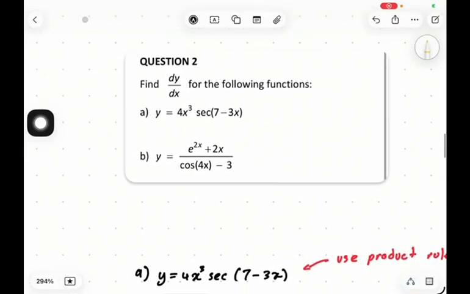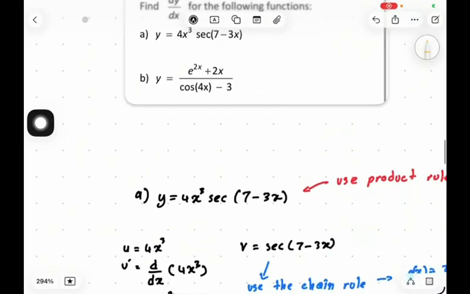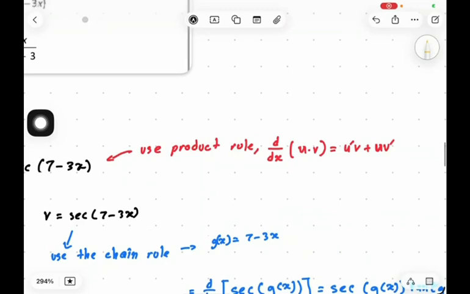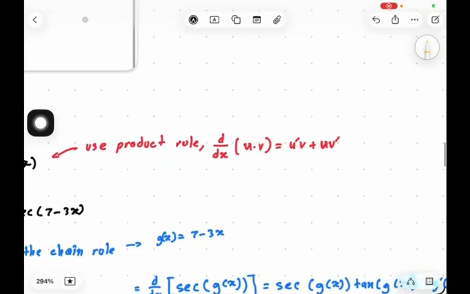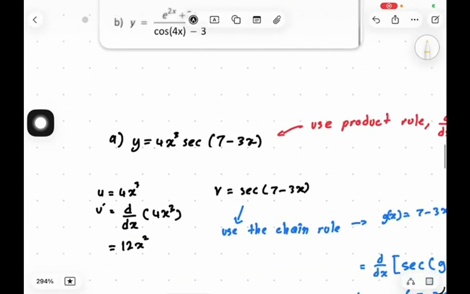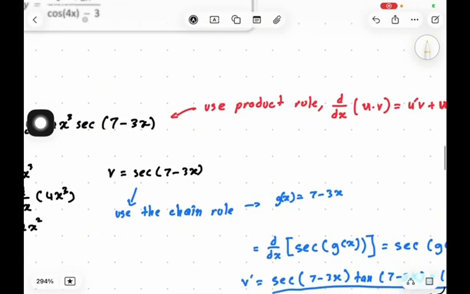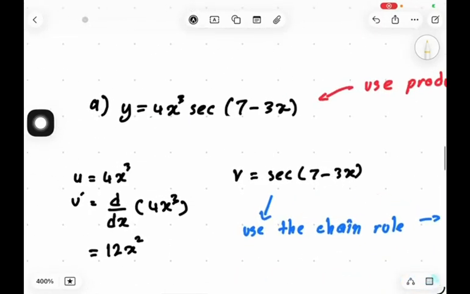Okay, so for question 2, we have to find dy/dx for the following function. For question 1, we have y equals 4x cubed times sec(7 minus 3x). For this question, we have to use the product rule, which is d/dx of u times v equals u prime times v plus u times v prime. In the original equation, u is in the front and v is in the back. So in this case, the u will be this one, and the v will be this one.